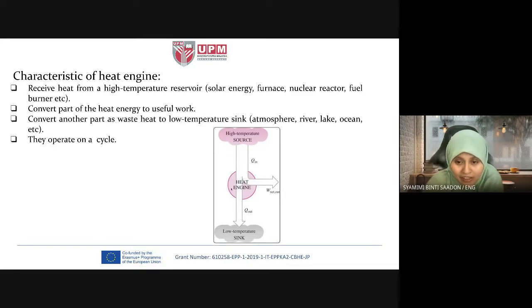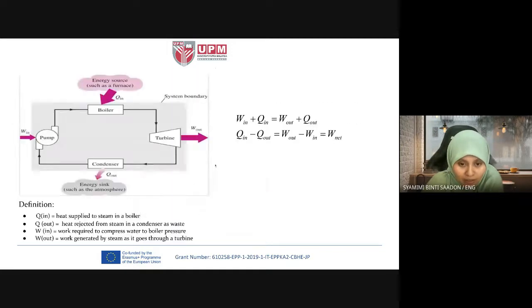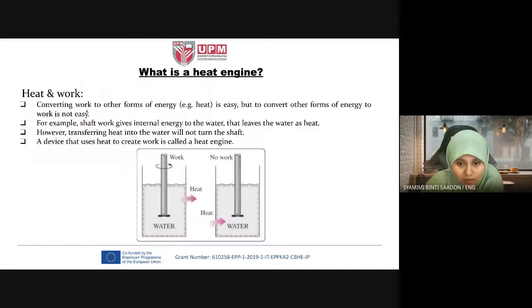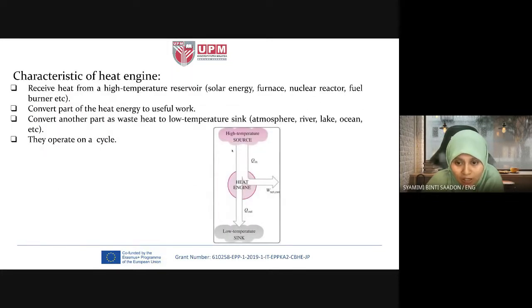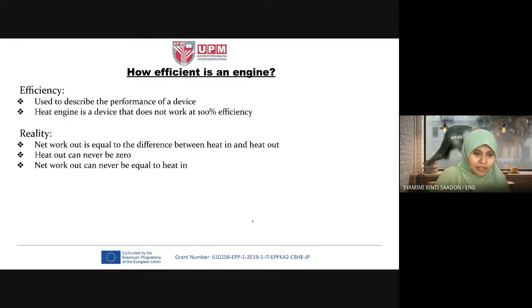But here we can, if we want to simulate with the cycle just now. This is the boiler. We need a boiler here. We have a turbine that can produce power here, and a condenser to reject heat. How efficient is energy? This one I have mentioned just now. Efficiency is used to describe the performance of a device.